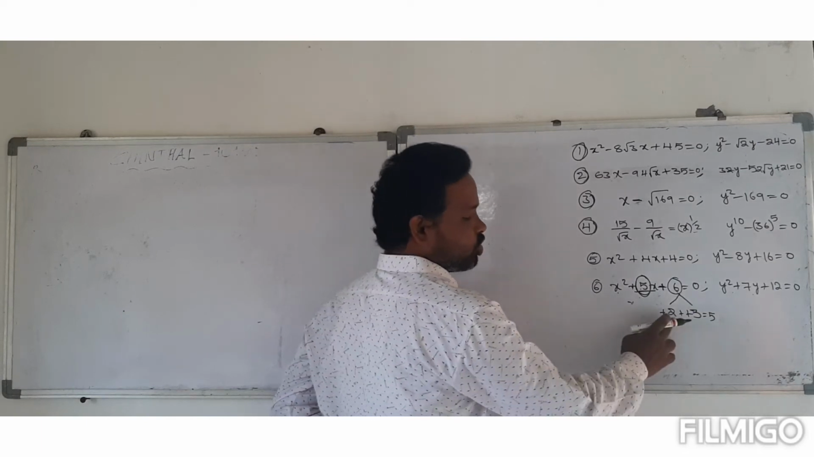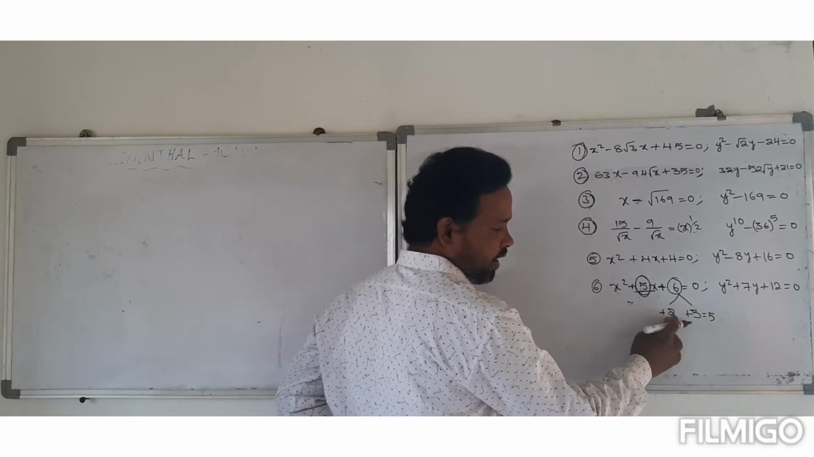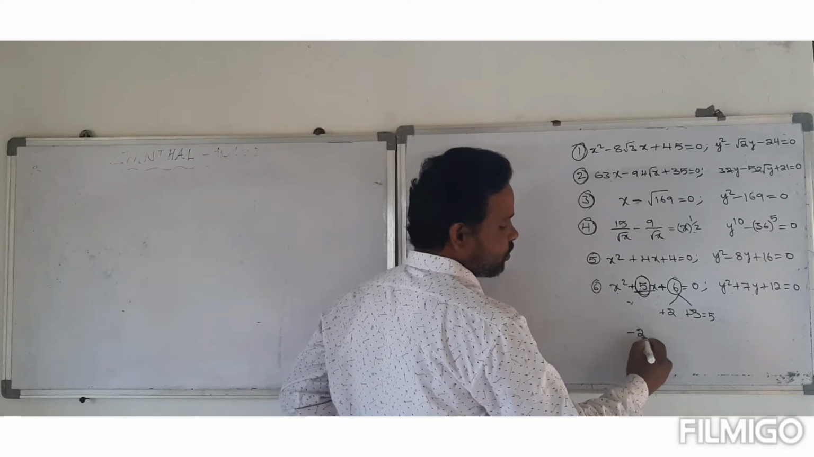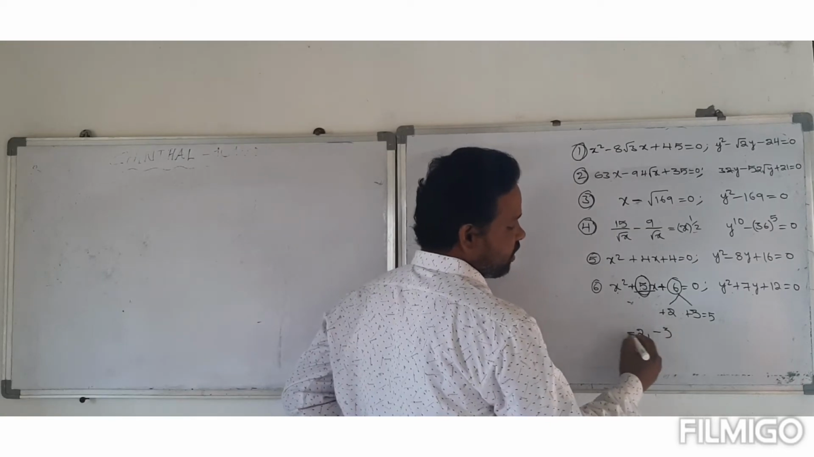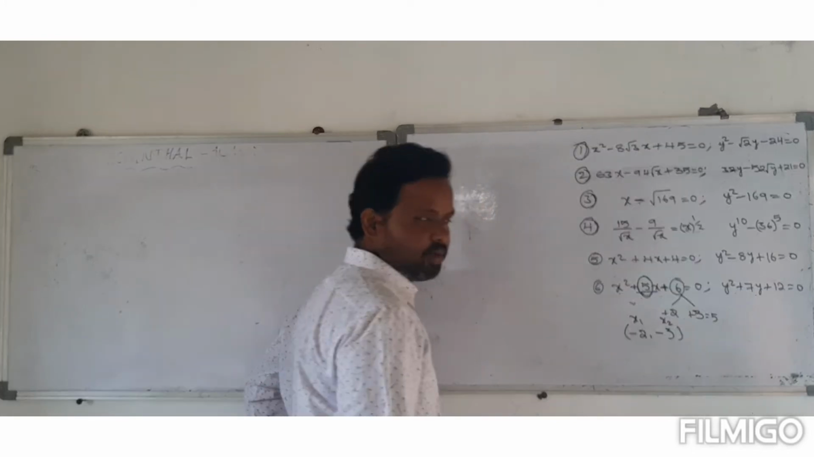It means our roots should be 2 and 3. But here plus 2 and plus 3 is given, that's why our answer should be minus 2 comma minus 3, or x1 comma x2.